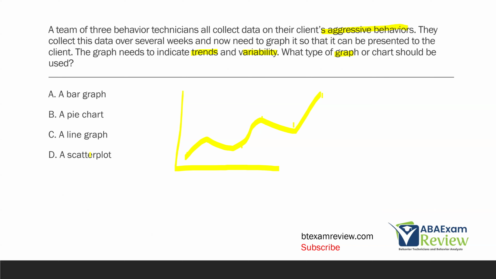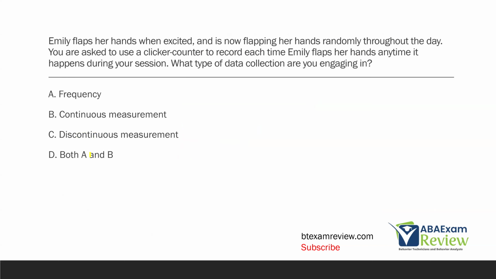A scatter plot is often used to find associations, for example, between behaviors and times of day. But if we're looking for trends, we're looking for the variability of the data, then as a technician, you're very likely going to be using C, a line graph.